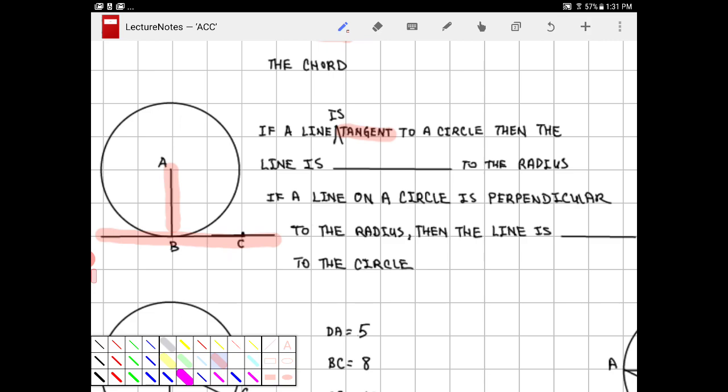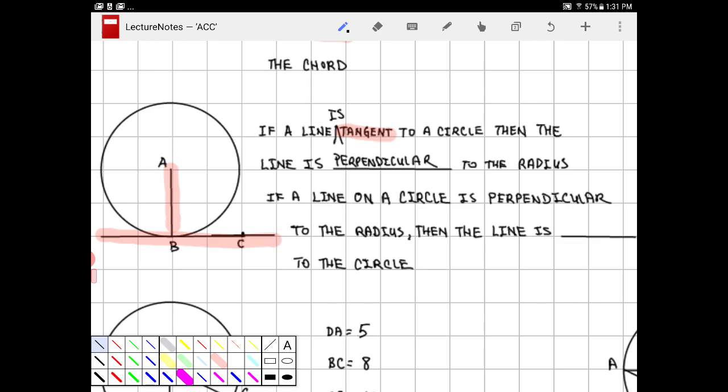So, pause a moment and think about this. What's going to be the angle relationship between the radius and the tangent? Again, if you thought of the word perpendicular, then you are 100% correct. So if a line is tangent to a circle, then the line will be perpendicular to the radius of the circle.